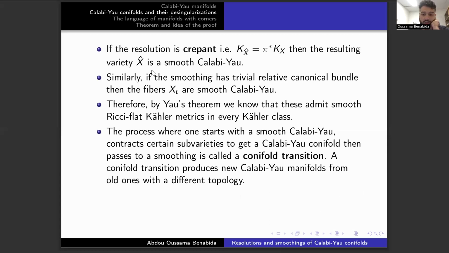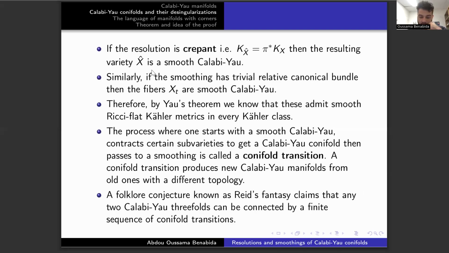And a well-known conjecture on Calabi-Yau manifolds, which is called Reid's fantasy, claims that any two Calabi-Yau threefolds, so this is just in the three-dimensional case, but it can be extended to higher dimensions. Well, threefolds are important because they appear in string theory. That's why, because you have 6 additional dimensions. So Reid's fantasy says that any two Calabi-Yau threefolds can be connected by a finite sequence of Calabi-Yau conifold transitions.